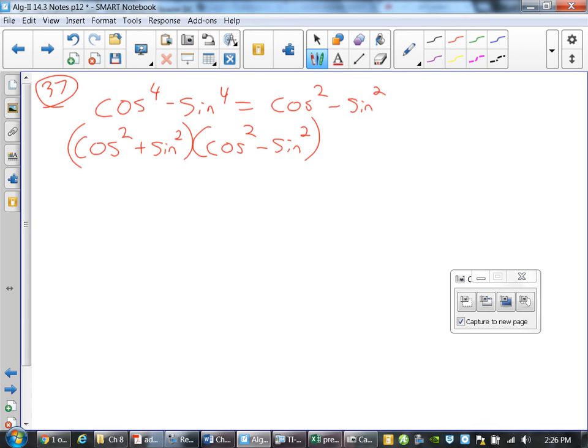Cross what out? No! We're making the left look like the right. Yes, sir. And then cosine squared plus sine squared equals 1. Very good.